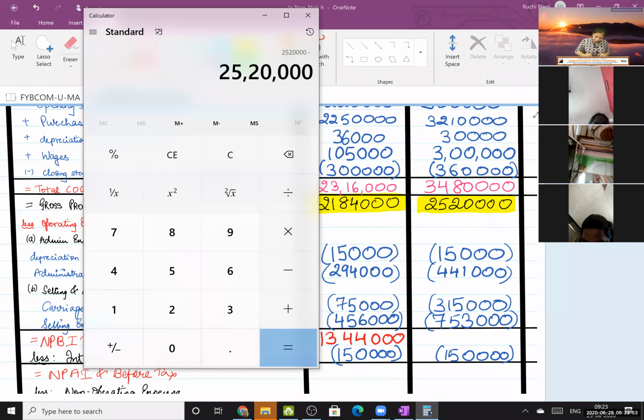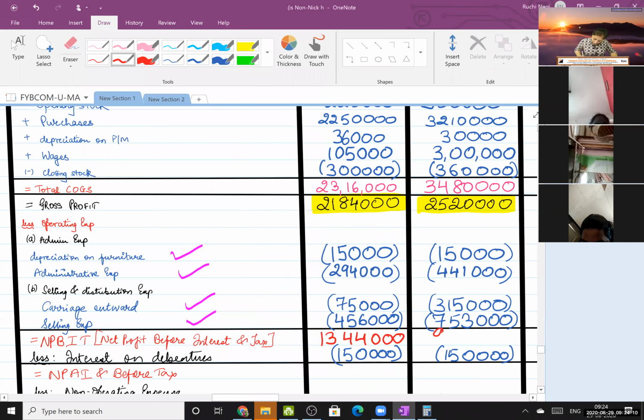Next, 25,20,000 minus 15,000 minus 4,41,000 minus 3,15,000 minus 7,53,000. So the answer is 9,96,000. This is called what? Net profit before interest and taxes. Okay, net profit before interest and taxes.